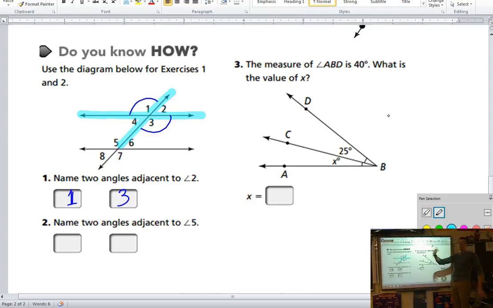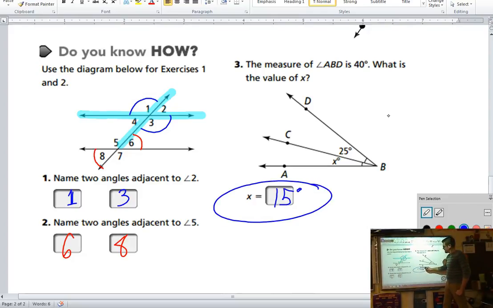Those are a lesson or two further ahead from us. If we look at angles adjacent to 5, take a second and try to figure that out on your own. Angle 5 right here, we want to share one of the sides and the vertex. We could use 6, or we could use 8. And 6 and 8 are going to be the same measure as each other. We'll use that a lot as we get further up into this study. If ABD, the entire angle, is 40, and we know that this acute angle is 25, what would this acute angle be so that when they add up, they would give you 40? That answer would be 15 degrees.